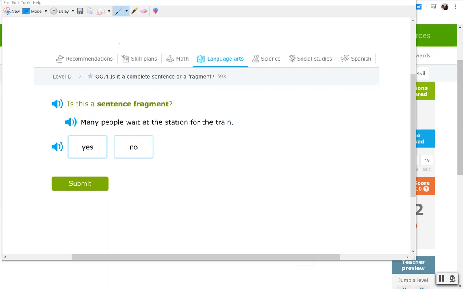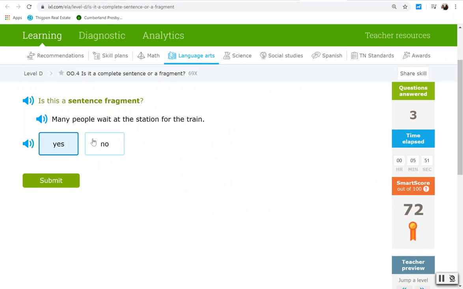All right, and this next example says, is this a sentence fragment? Many people wait at the station for the train. So do we have a subject? Many people is a subject, and then wait at the station for the train. So they're waiting, so that's a verb. So we've got a subject and a verb. Many people wait at the station for the train. Sounds like a full sentence to me. So I'm going to say no. Is this a sentence fragment? No, it's a full sentence.